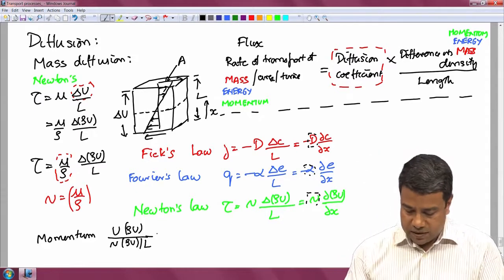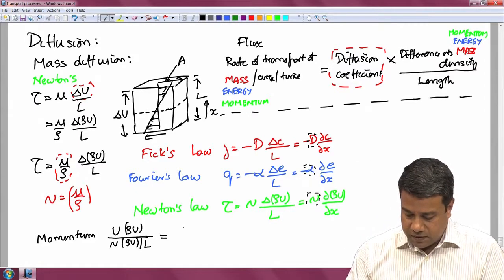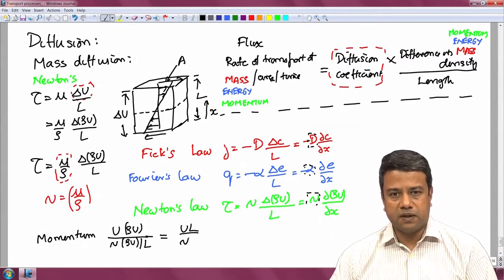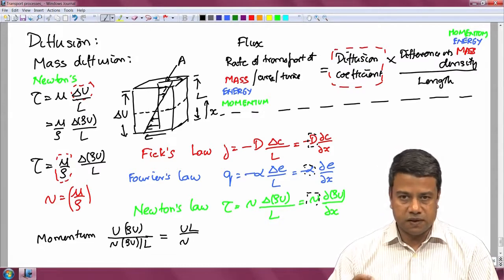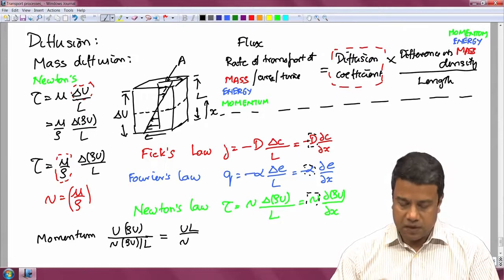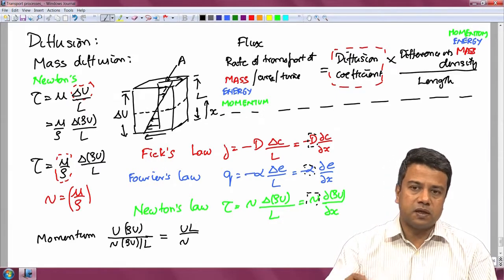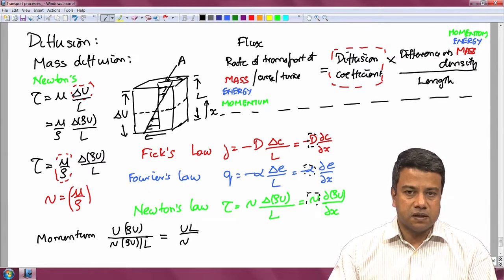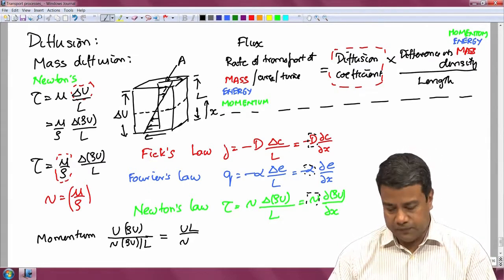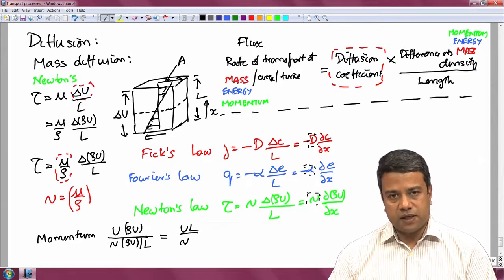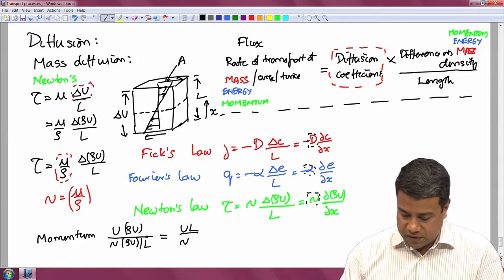So, the ratio of these will be just equal to u L by nu, the ratio of convection and diffusion. Ultimately, it will not depend upon the quantity that you are considering, because that is there both in convection as well as diffusion. The density comes in both. Now, the kinematic viscosity is equal to the ratio of viscosity and density.